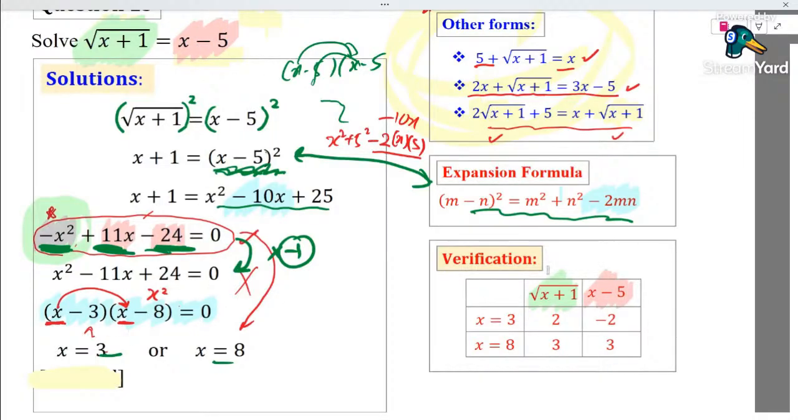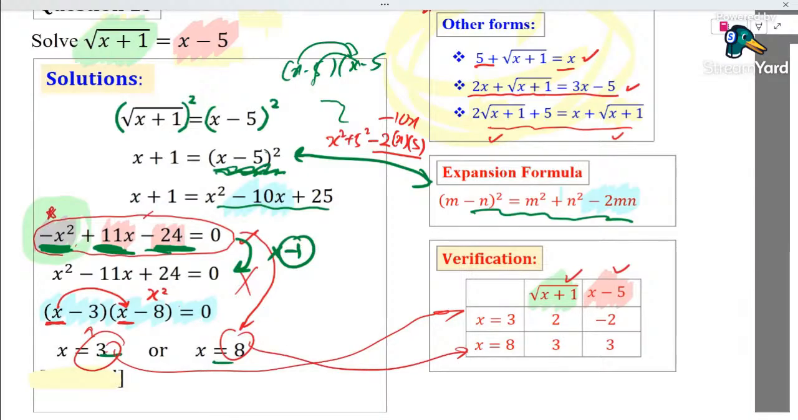Then we try to substitute the x value that we have into each of the left and right hand side, and we try to see, do they give the same answer or not? Here, I already calculated the answer for you. If I substitute 3 into the one in green, I get 2. Substitute into the one in red, I get negative 2. So these two are not equal. 3 is not the answer.